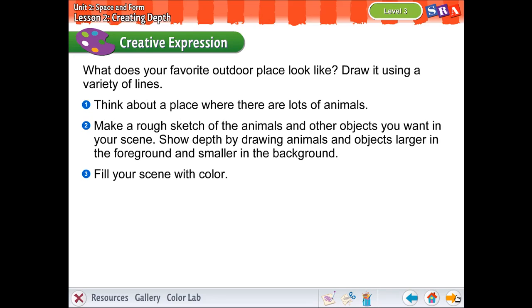What does your favorite outdoor place look like? Draw it using a variety of lines. Think about a place that has a lot of animals. Make a sketch, if you want to, of the animals in your scene. Show depth by using one of the 3 things I talked about earlier.